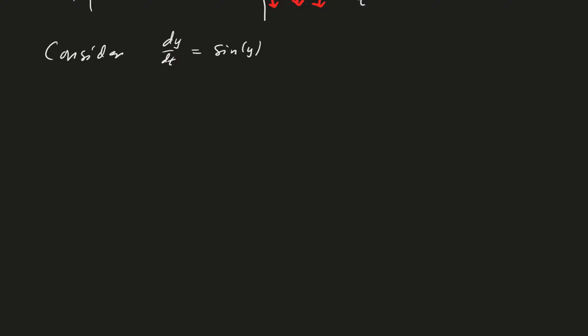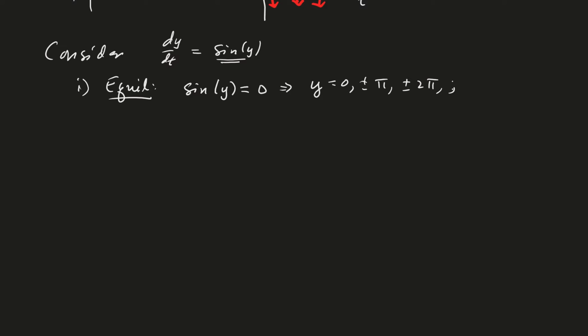Okay, and so what we want to do with all autonomous differential equations initially is to always find the equilibrium. So equilibrium solutions. We said that we set the function equal to 0 and solve. So in this case we just have sine of y equals 0. Okay, we all remember where the sine function is equal to 0. That's where y is equal to 0, plus or minus pi, plus or minus 2 pi, multiples of pi, etc.